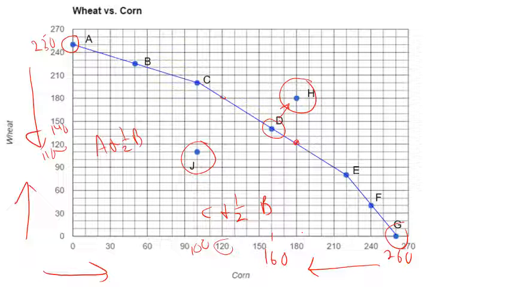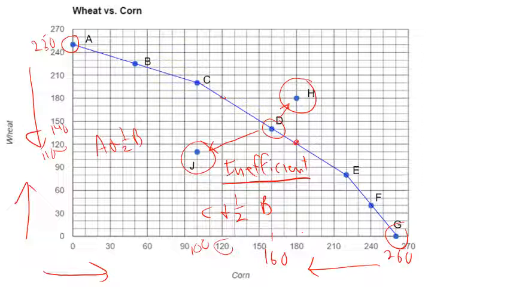Well, point J is obviously inferior to point D because it has less wheat and less corn. So if we allocate our resources in a bad way, we can wind up inside the production possibility frontier. Such an outcome is called inefficient. Efficiency occurs when the economy makes the best use of its resources. One way to fail to be the best is to produce less than the maximum amount that you can produce.